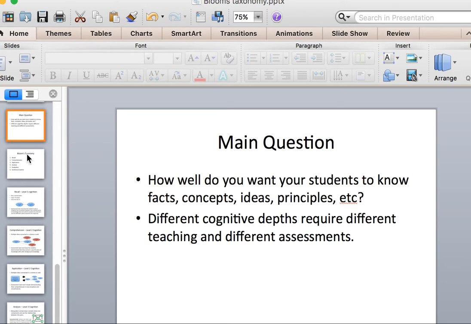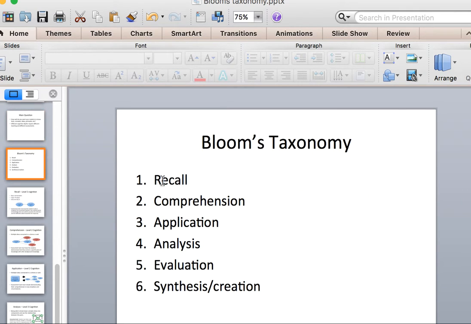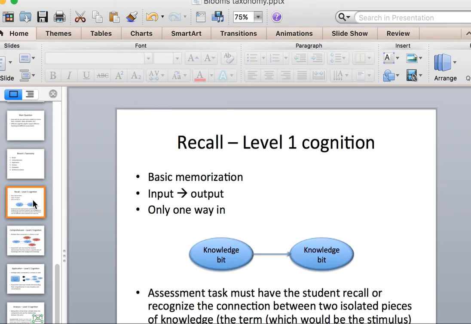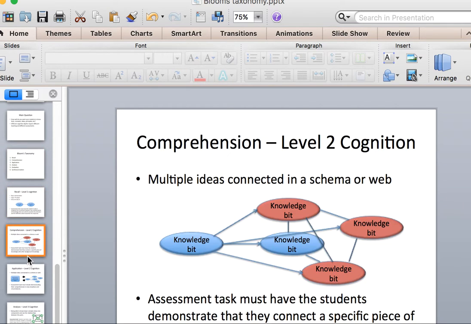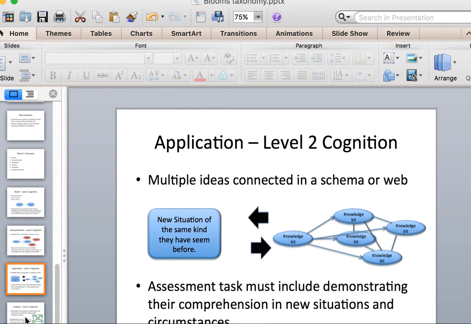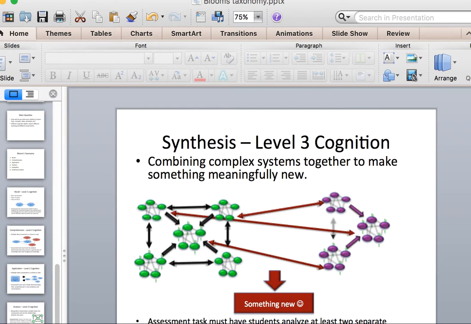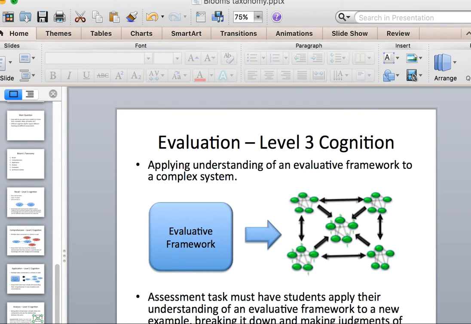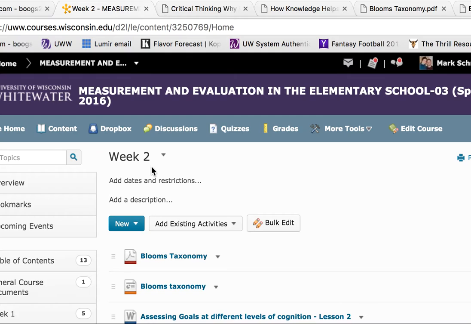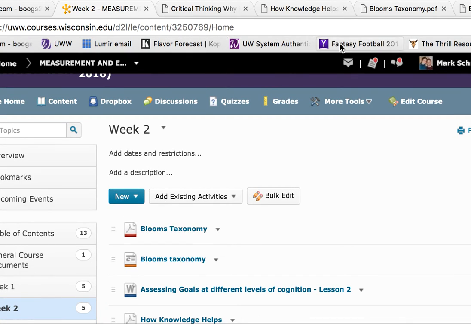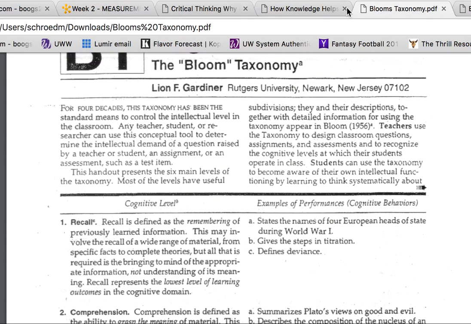And so when we talk about the different levels of cognition, we're really talking about setting goals at these different levels and then thinking about how those different levels are really represented in a real way. And these just provide a visual to kind of supplement the writings about them and the examples I'm going to go through about them. So that's the first thing, looking at Bloom's taxonomy.